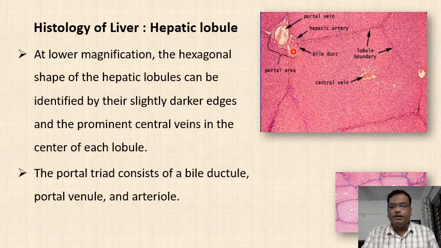Now this area is called the portal area, or this structure is called the portal triad or hepatic triad, which consists of portal vein, hepatic artery and bile duct, and this is the lobule. So the blood comes from this artery and vein, and it drains into the central vein.